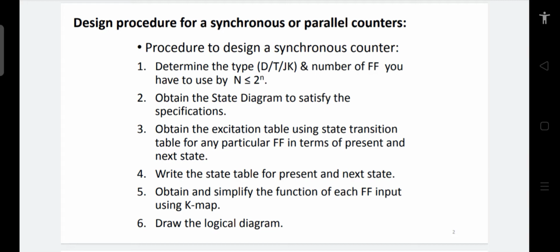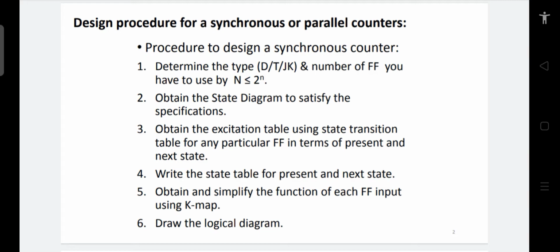First you write the state diagram, and then you can write the state table as well. The state table shows whatever you have written in the state diagram, written as a state transition table. From that transition table, obtain the excitation table for any particular flip-flop in terms of the present state and the next state. So this we have done already.